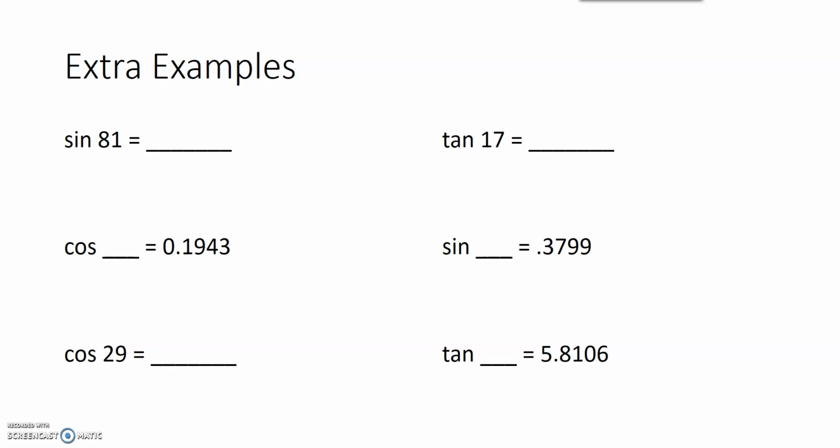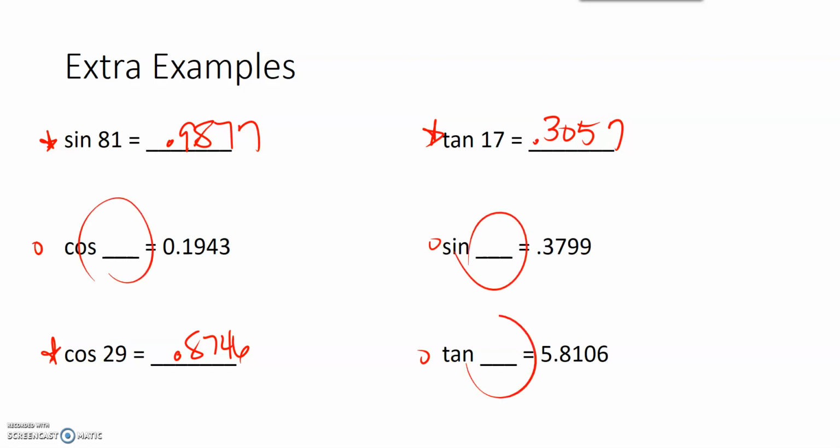So sine 81 is 0.9877. Tangent 17 is 0.3057. I'm going to skip down here and do this one because these three are all the same type. I don't have to use the inverse function. So I'm going to skip down and do cosine of 29, and I get 0.8746.